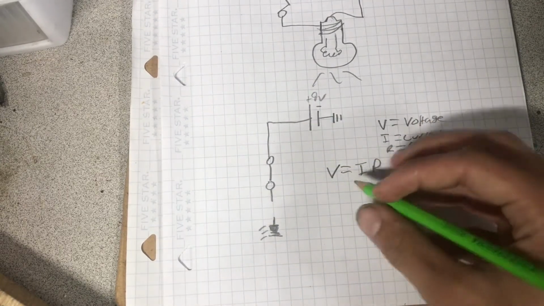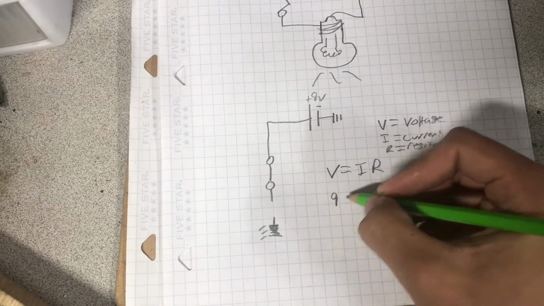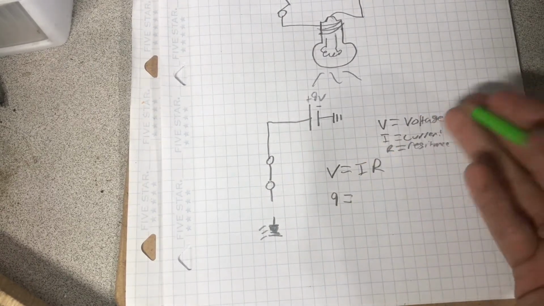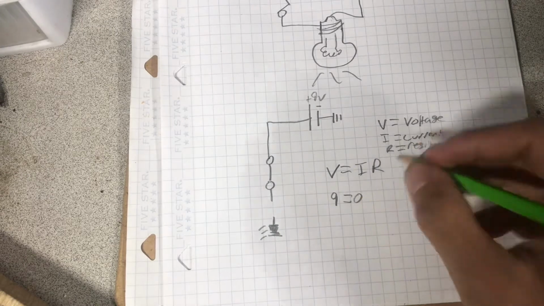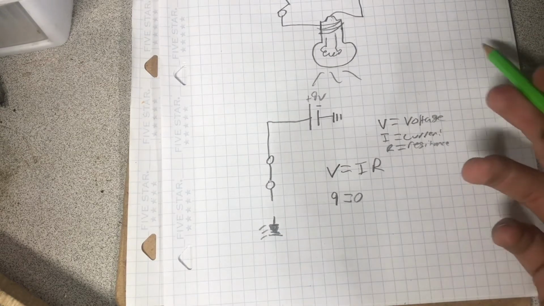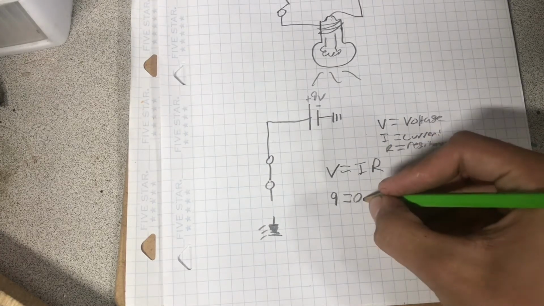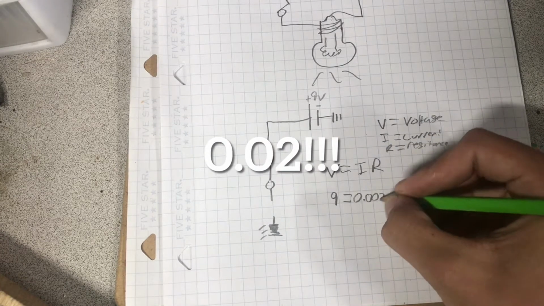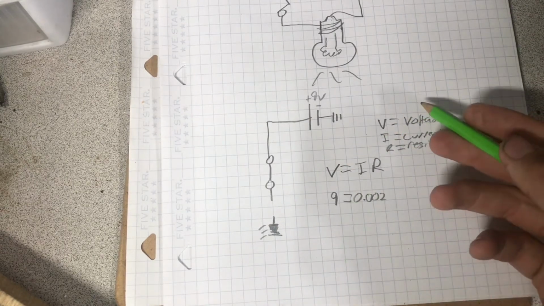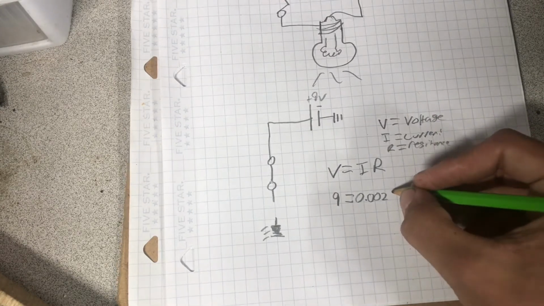If we're using 9 volts, just like a regular algebra equation, we're going to do 9 is equal to our current. We want 20 milliamps. This is usually represented in amps, or amperes is the full way to say it, but I'm going to call it amps. We want to write this as milliamps, so we're going to write this as 0.002. I think that's right, yeah. Right? Yeah, 0.002 is 20 milliamps.